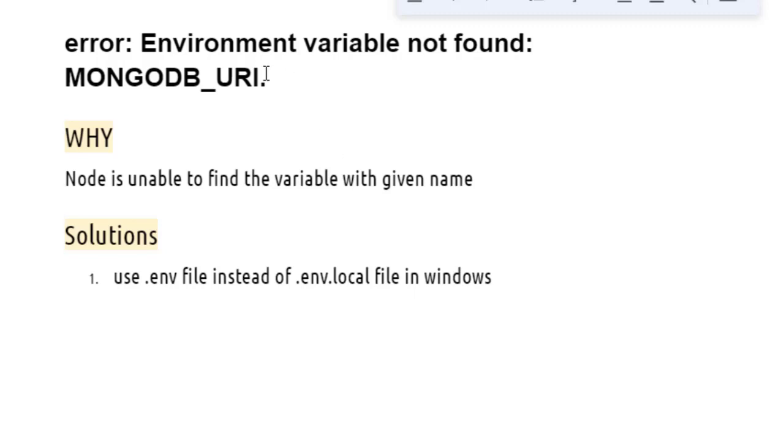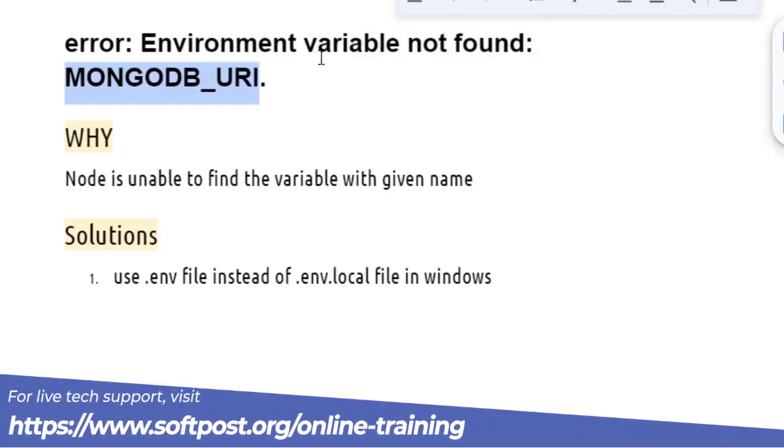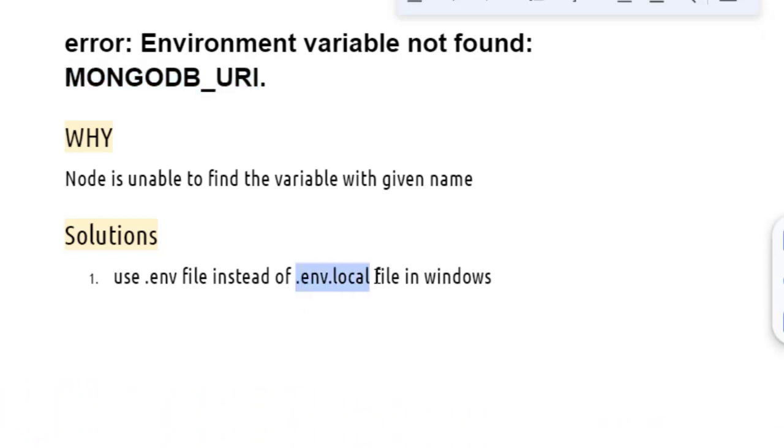So I was getting this error, environment variable not found, in my Next.js project, and from the error message you can clearly see that the given variable is not available. But in my case that variable was available and still it was throwing this error. My variable was in this file, .env.local.